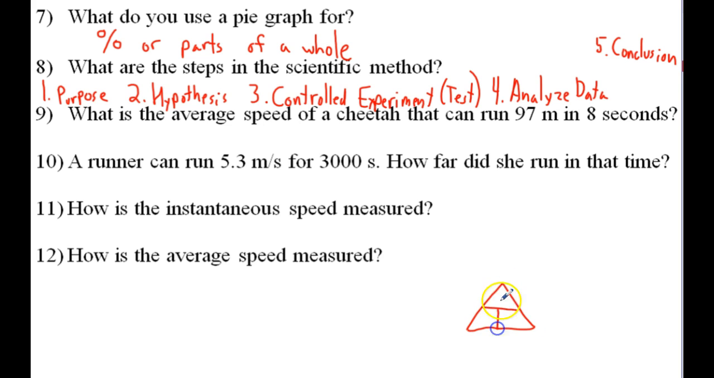All right, going on to average speed, that should be our familiar equation pyramid, dVt. In this case, right here, I'm looking for speed or velocity, which is distance over time. So 97 divided by 8 is going to give me 12.125 meters per second.